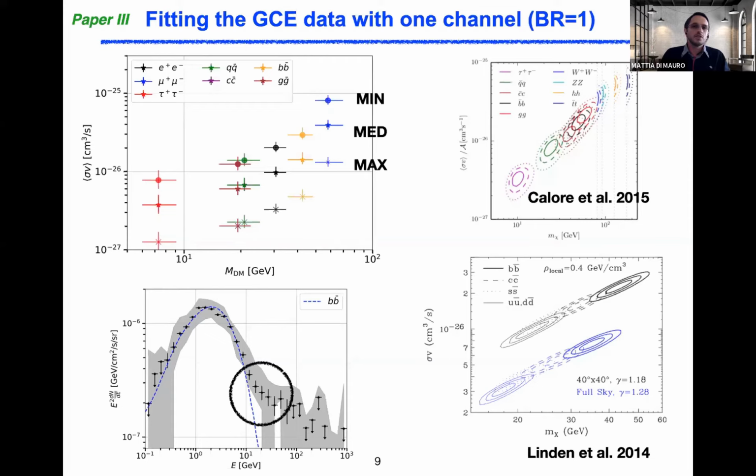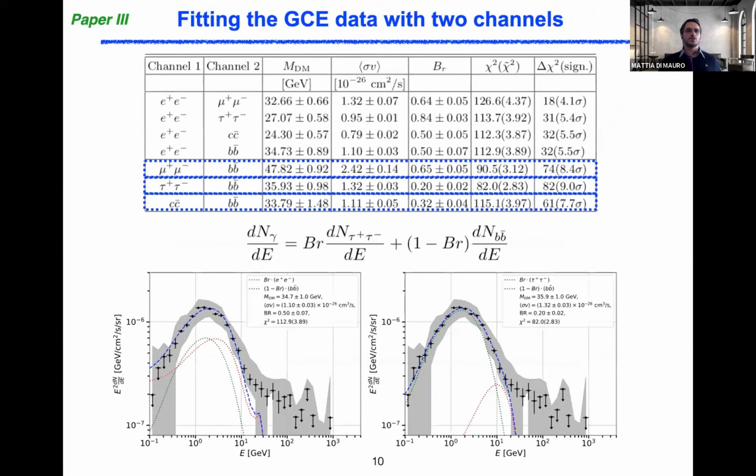The problem of the single channels is that you fit very well the bump at a few GeV, as you can see in the bottom left figure, but then you are not able to fit properly the high energy tail above 10 GeV. To improve this aspect, we can proceed with two channels. So you introduce another parameter that is the branching ratio, parameterized exactly as you see in the equation in the center of the slide.